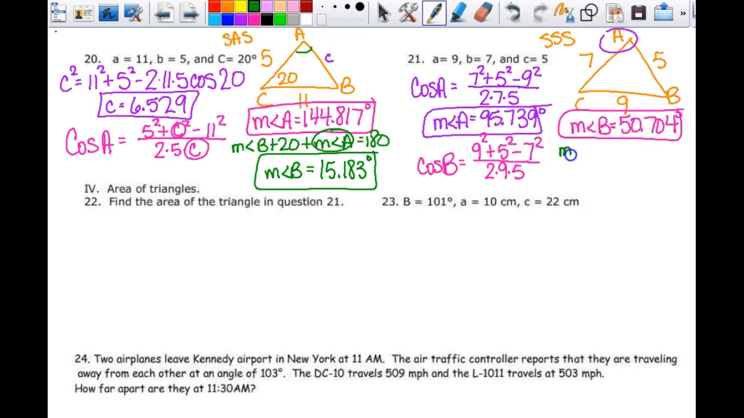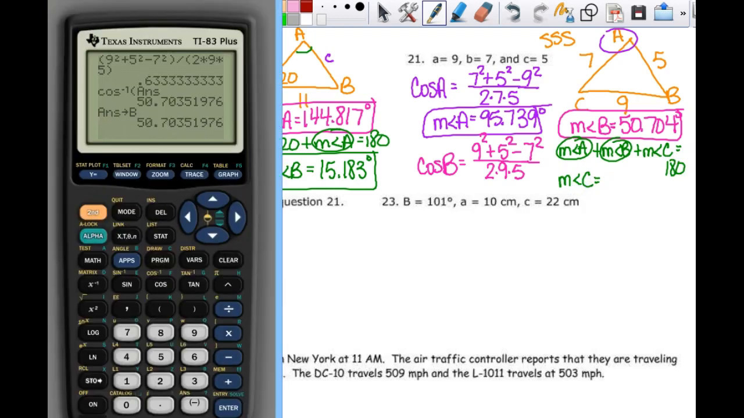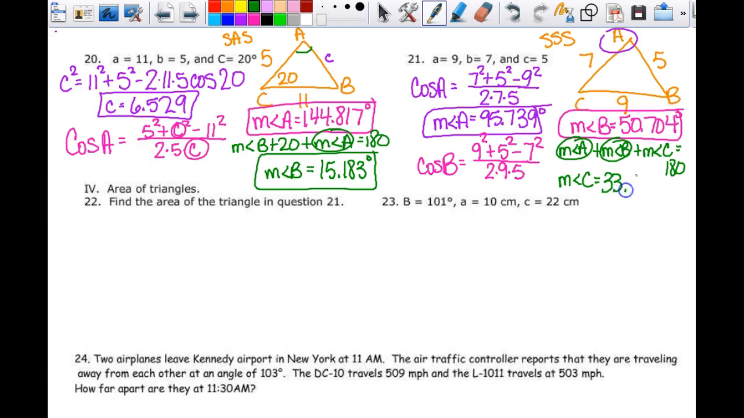All right, so then I need to find angle C. So I know that the measure of angle A from my calculator plus the measure of angle B from my calculator plus the measure of angle C, which is what I'm looking for, has to equal 180. So back over here, I can do 180 minus A minus B, and I get for angle C 33.557 degrees.